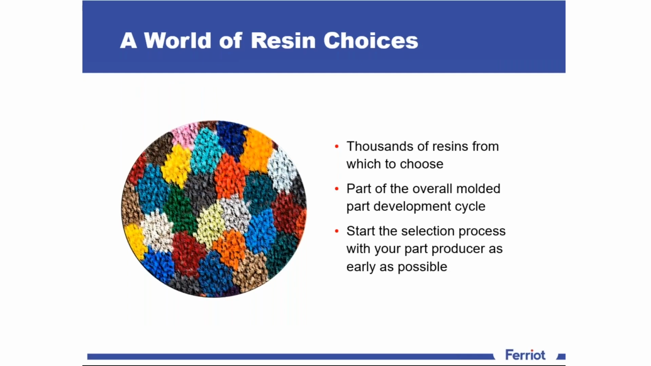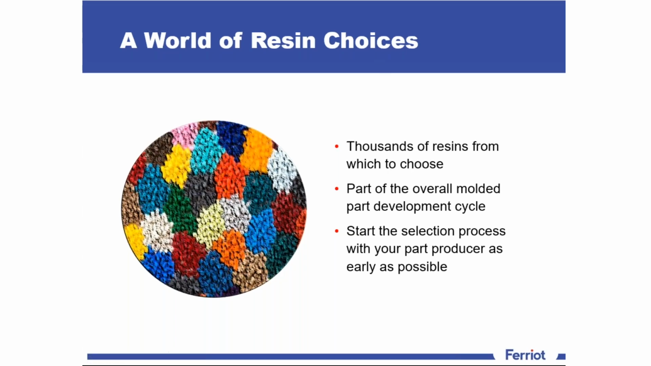Thousands of different injection molding resins are available to choose from when creating a new injection molded plastic part or transitioning a part from metal to plastic. To make the smartest resin choice for your application, start the selection process with your part producer as early as possible in the development cycle for your part.